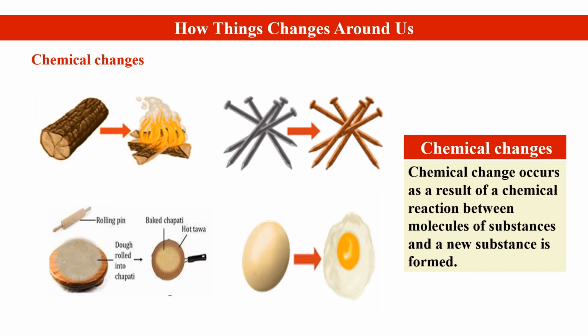The molecules present in them are different. So chemical changes occur as a result of chemical reaction between them. Due to chemical reaction, you can get a new substance.